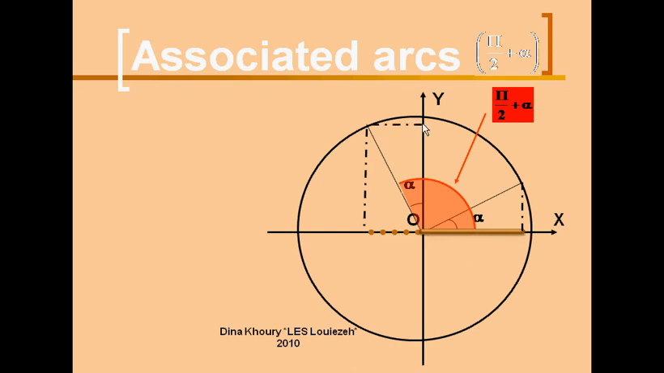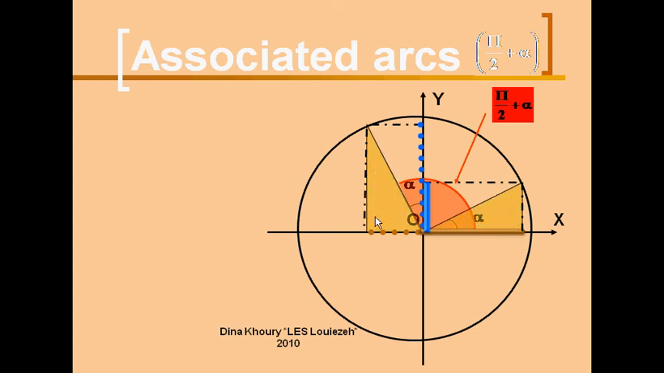We also project on the sine axis and we get this blue dotted line to represent sine pi over 2 plus alpha. We do the same for angle alpha and we get this segment to represent the sine of alpha. And also these two segments are not equal.